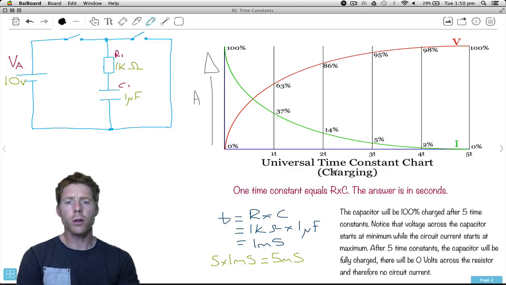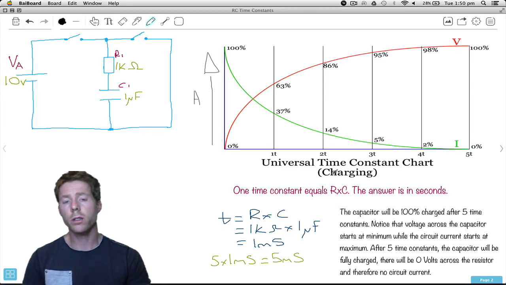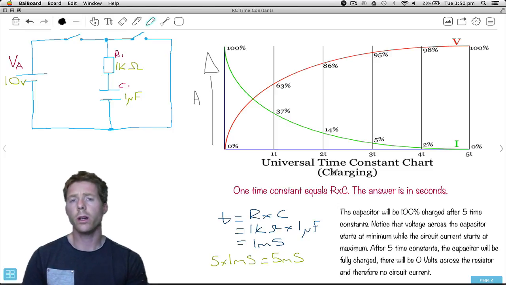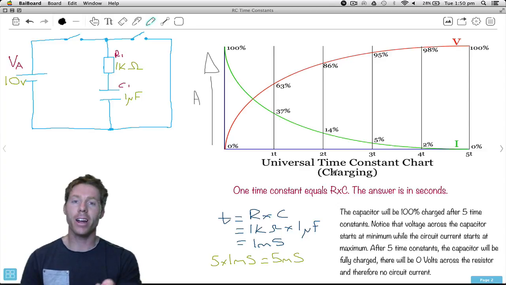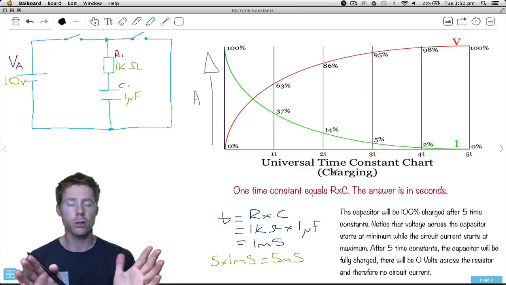Now a time constant is something we're going to use in our capacitor resistor circuits, and later on when we get to our inductor resistor circuits. We do a little bit of a calculation to figure out how long one time constant is. Once we've figured out how long one time constant is, we can work out how long it'll take to charge the capacitor, because it takes a full 5 time constants to do that.